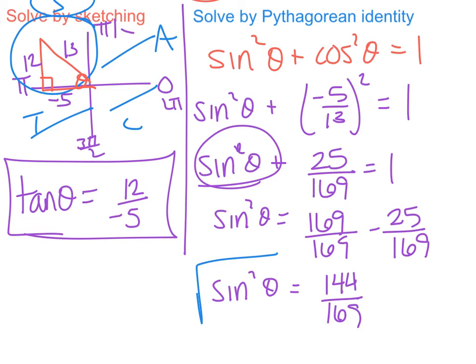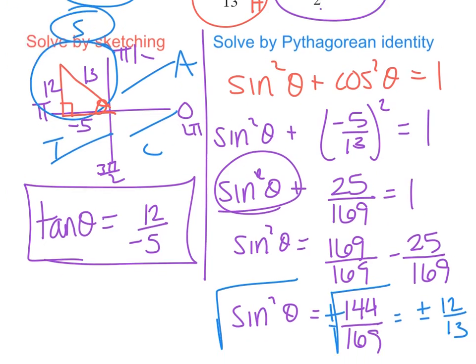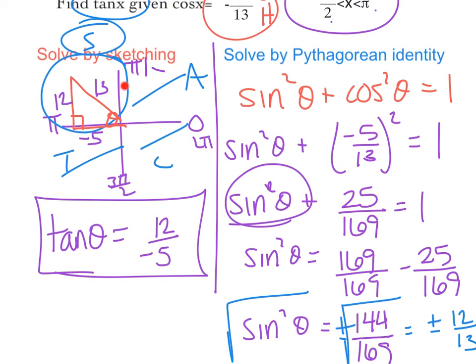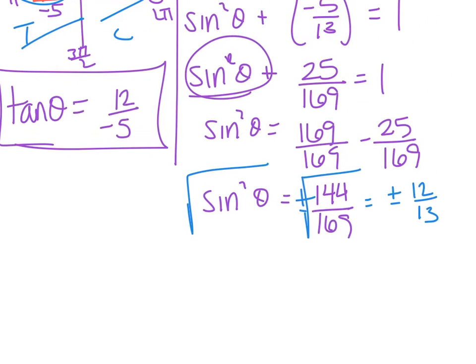To get rid of that squared, we're going to take the square root. Don't forget the plus minus. So I get plus or minus, what is that, 12 over 13. Now, again, just based off the quadrant I'm sitting in, which is quadrant 2, I know my sine value should be positive. So I know that sine theta is equal to positive 12 over 13.